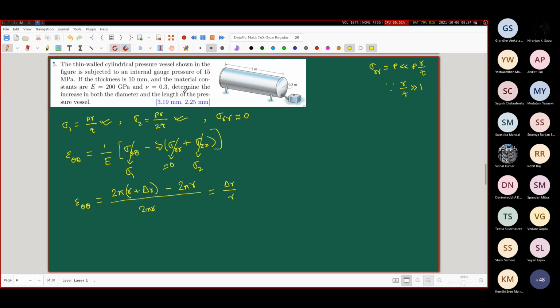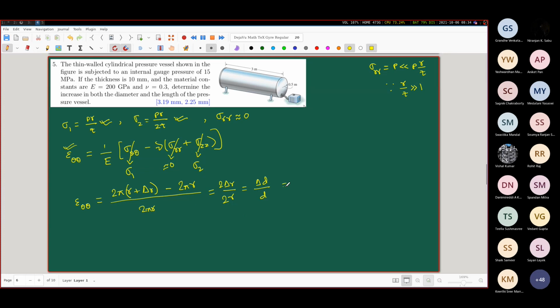So determine the increase in both the diameter. Diameter change has been asked, so you have found the ratio, and you can find this also, no problem. Because you know the values of sigma 1, sigma 2, E and nu, you know the value of this epsilon theta. You plug this value here, and you can find out twice delta R, or delta D. So this is basically delta D by D.